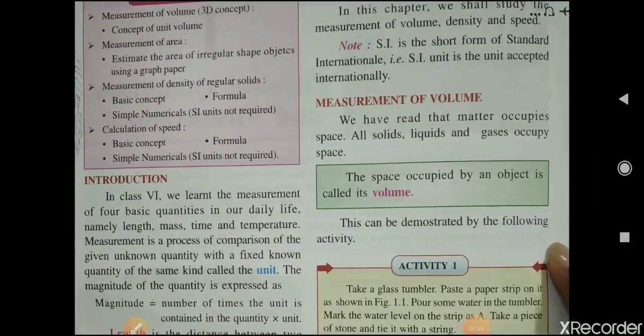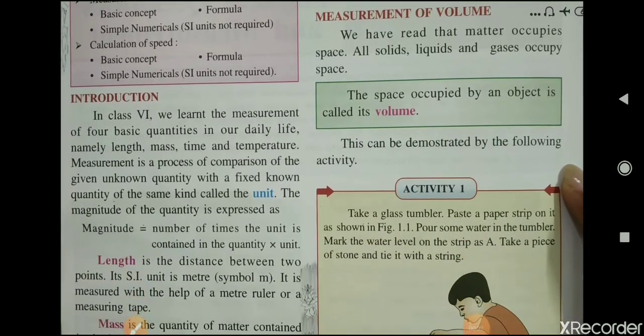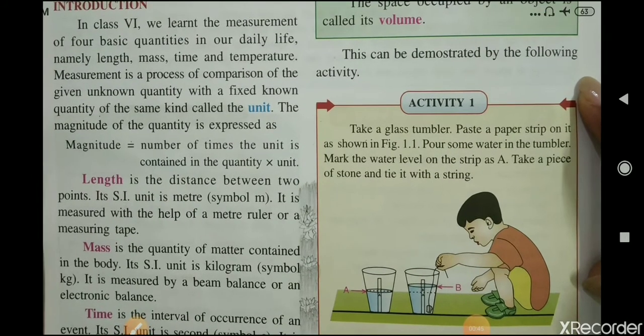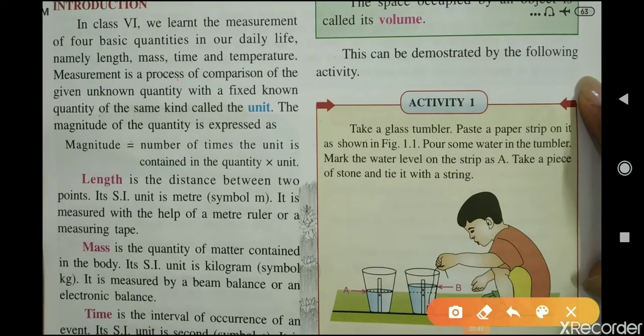I have already explained this lesson, so I think all of you know what measurement is. Measurement is a process of comparison of a given unknown quantity with a fixed known quantity of the same kind, that is called the unit. Suppose this is an unknown quantity, and by comparing it with a known quantity, that is a ruler, that is known as measurement.